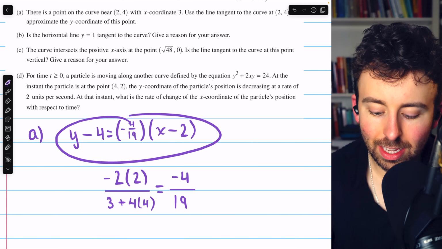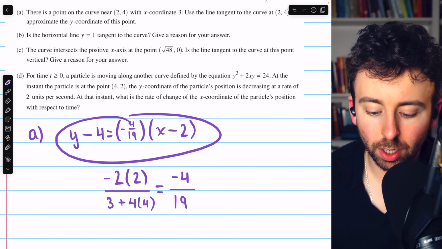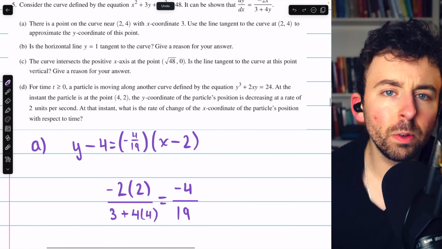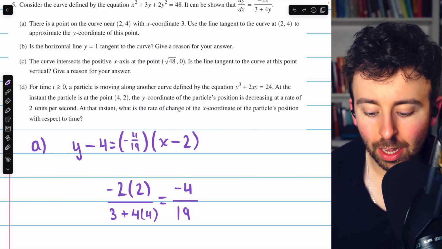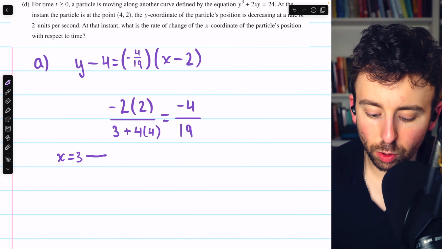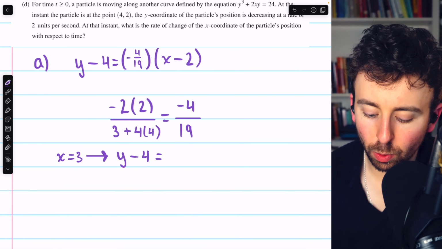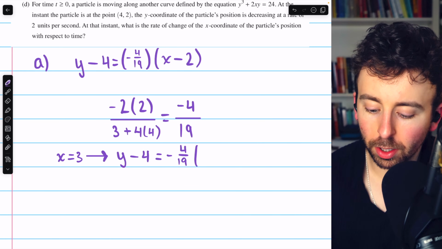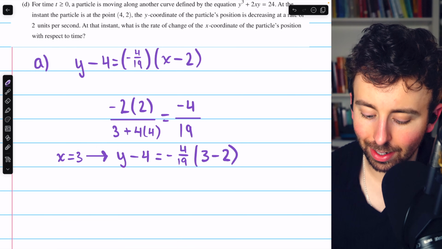So here is the equation of the tangent line. We think of this as the linearization of the function at x equals 2. And it can be used to get a decent approximation of points near (2, 4). So we'll plug in x equals 3. Plugging in x equals 3 to our tangent line equation, we have y minus 4 equals negative 4 over 19, that's the slope, multiplied by x minus 2. But x is 3, so that's 3 minus 2.